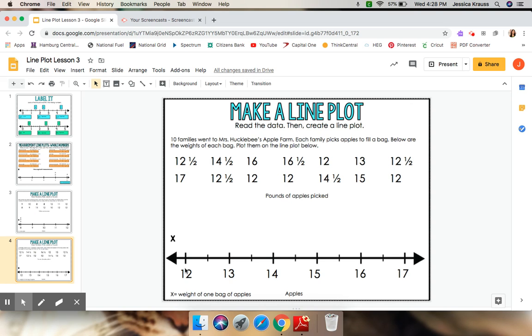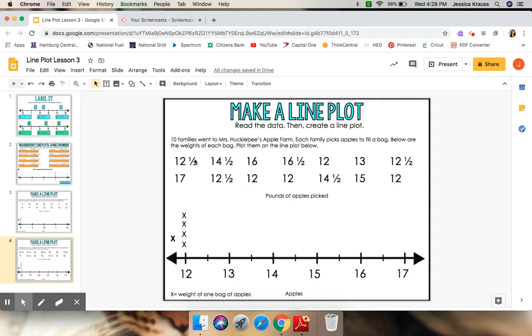So I'm going to start at 12. How many 12 are there? I don't want the 12 and a half yet. I just want the 12. Oh, there's 1. So I've got 1, 2, 3, and 4. So I know that there's 4. I'm going to take my X's and I'm going to stack 4 nicely above. 1, 2, 3, and 4.